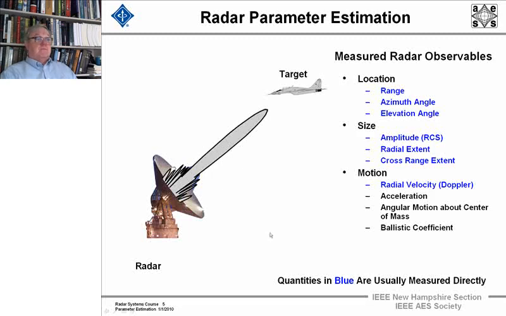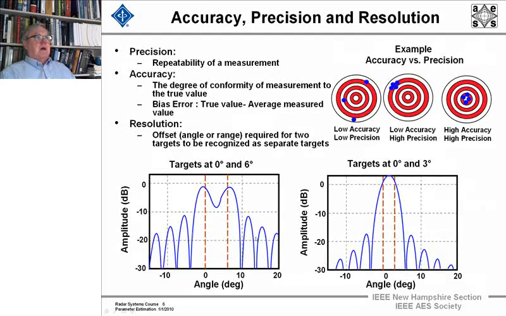Now let's just talk about what we mean by accuracy, precision, and resolution. First, let's define what we mean. Precision is the repeatability of a measurement. It doesn't necessarily mean that that's the true position, but a high precision measurement will always give you the same value with very little shift. Accuracy is the degree of conformity of the measurement to the true value.